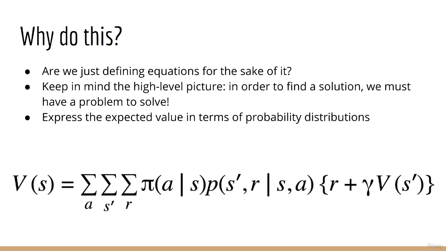In other words, it's R plus gamma times V of S prime, multiplied by the probability of actually getting the reward R and arriving in the state S prime. In other words, the expected value of the return. This is called the Bellman equation. It is the centerpiece of all the subsequent solutions to reinforcement learning that we will discuss.